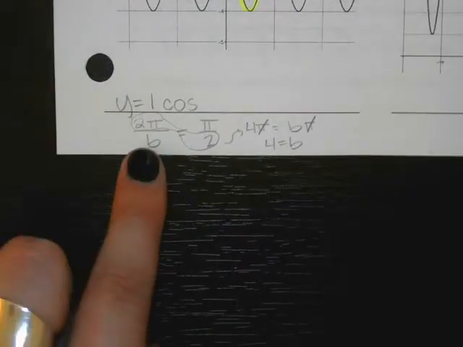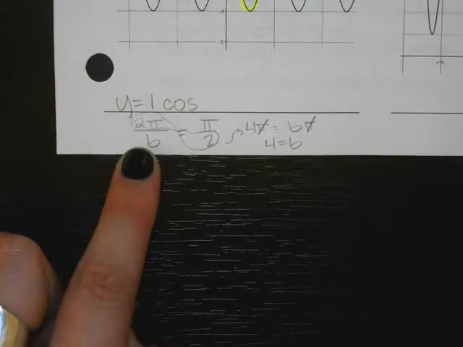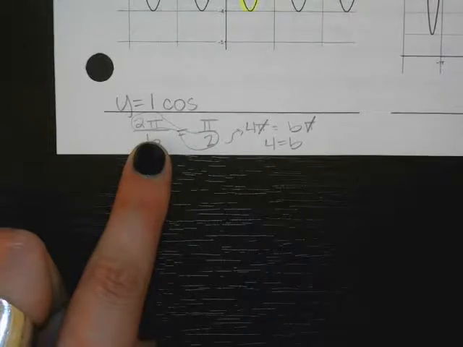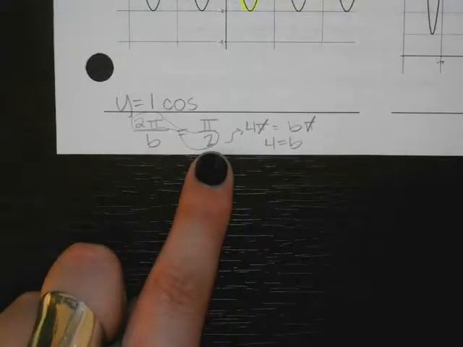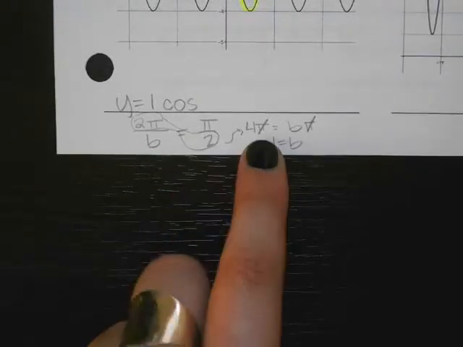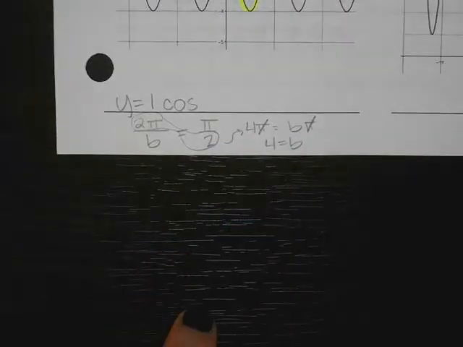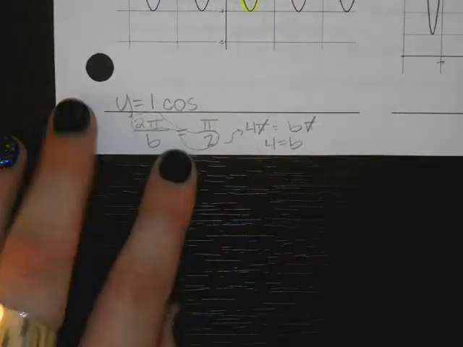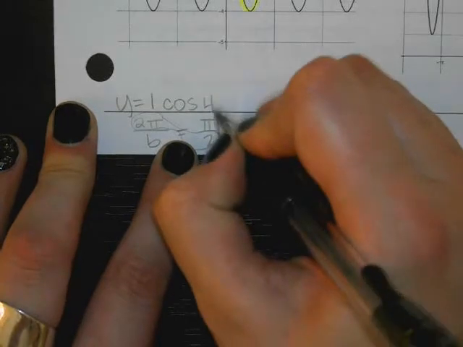So every single time I want to find the b value, I take my formula for how I found the period. 2 pi divided by b is the formula for how we find the period. And I set that equal to the period that I have for this particular graph. So 2 pi divided by b equals pi over 2. So you can cancel out the pi for the first one, right? Okay. So 4 equals b, so that means we have 4 times x.